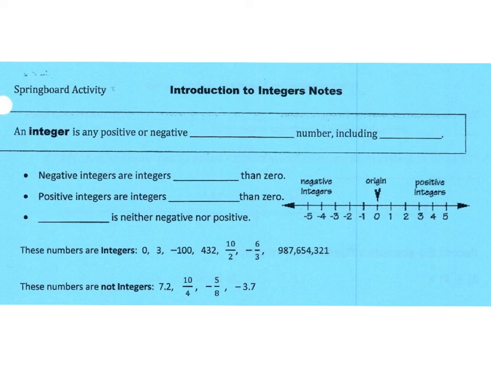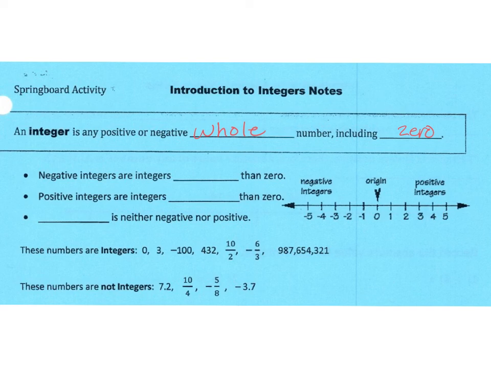So at the top, an integer, you should already know, is any positive or negative what kind of number? Well, hopefully you know by now that it's got to be a whole number, meaning no fractions, no decimals. And we also include 0 as an integer. So negative whole numbers, positive whole numbers, and 0, those are what we mean when we say the word integer.